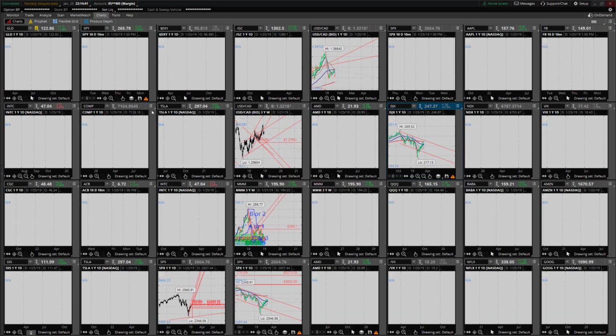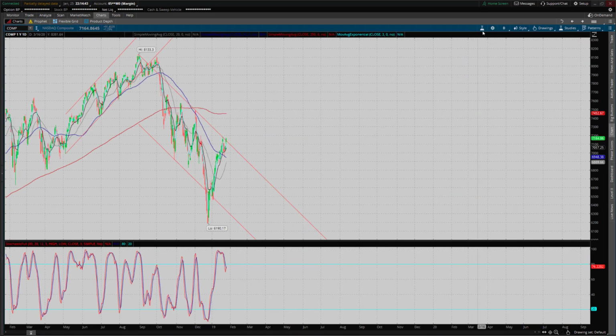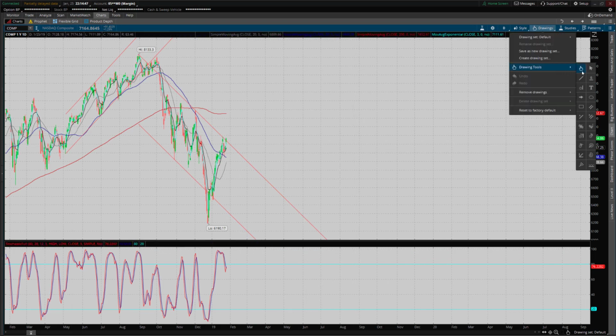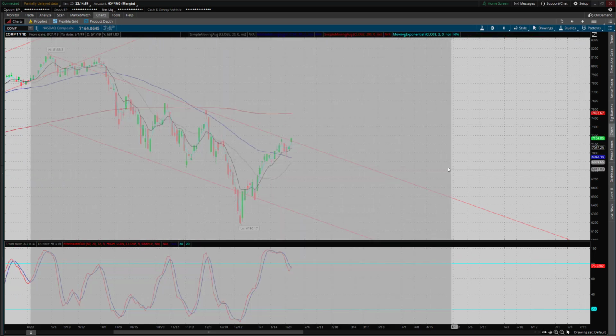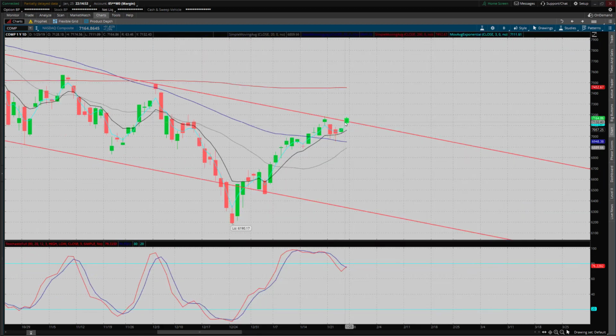Let's take a look at the NASDAQ composite. And let's have a look here. So from a candlestick perspective, anything notable? Not really. This isn't a signal of any type that I'm aware of. Oh, another thing.